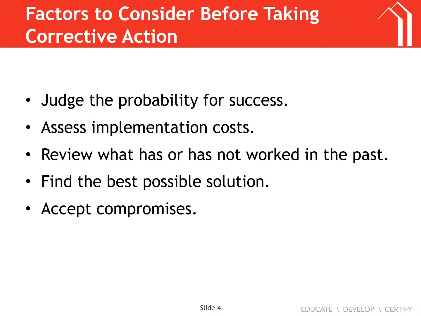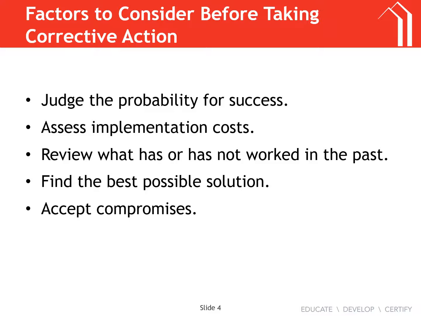Now, some factors to consider before taking any corrective action. You've got to judge the probability for success. What does that mean in layman's terms? Sometimes employees have what I call selective listening, and their abilities only go so far. You can't teach a short order cook how to cook four- and five-star meals. It just simply is not going to happen. So maybe you try and correct the action, it's just not going to happen.